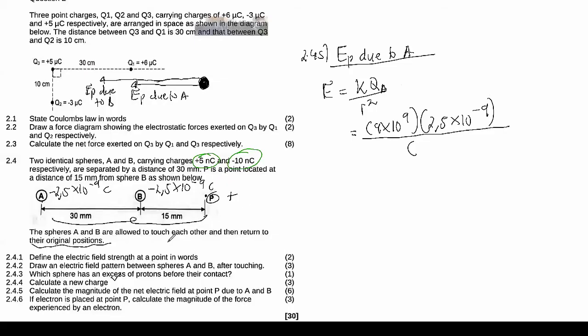30 plus 15, which is what? 45 millimeter. But then we should take this 45 divided by 1,000, right? And then now it's going to give us what? So let's write it like this. So it's going to give us 0.045 and then square that. Now, all we have to do right now is punch all this into our calculator.